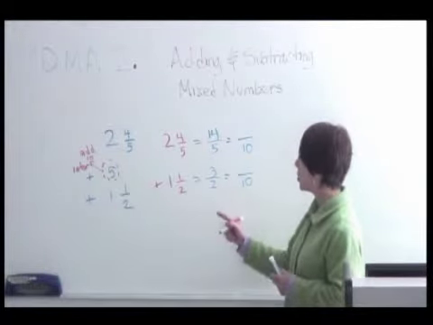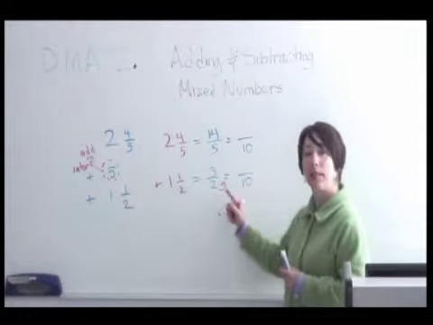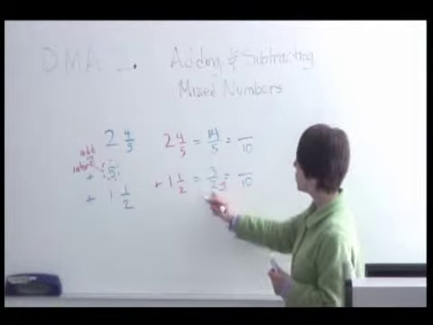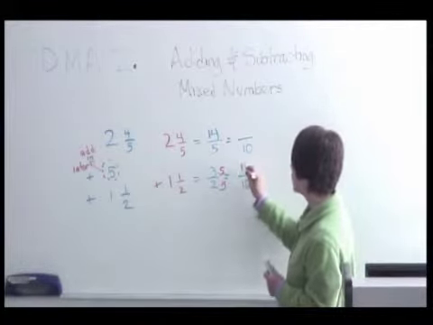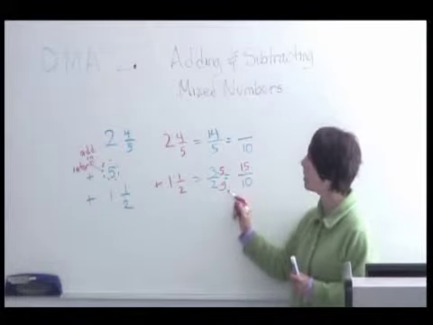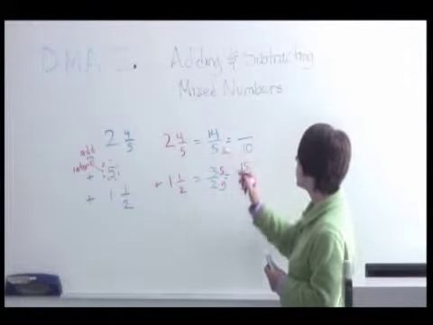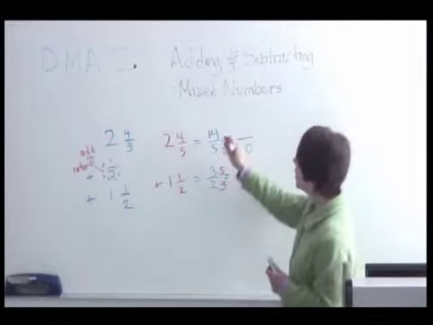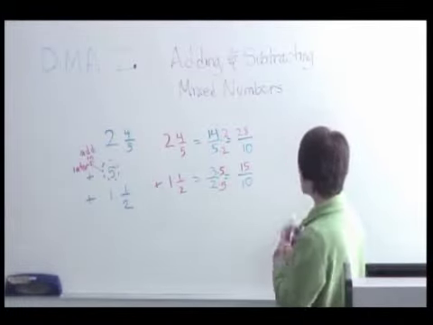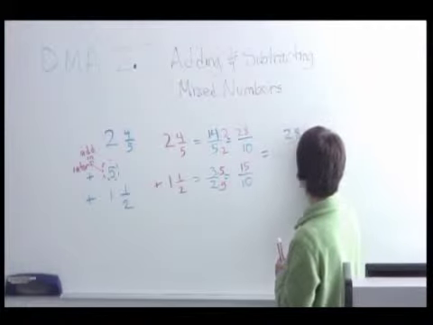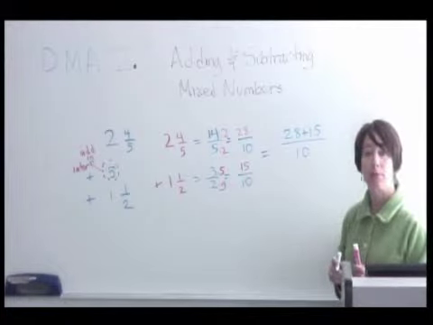So the relationship between 2 and 10 is a factor of 5. To get to 10 from 2, we multiply by 5. So since I multiply my denominator by 5, I multiply my numerator by 5. So 15 over 10 is the same as 3/2. The relationship between 5 and 10 is a factor of 2. So to get to 10 from 5, I multiply by 2. Then I multiply my numerator by 2 as well. 28 over 10.